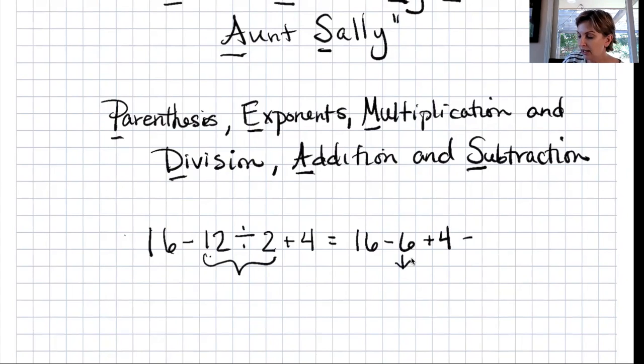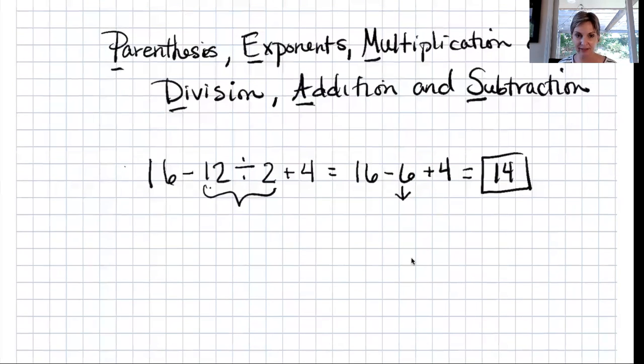Now all I have left is subtraction and addition. And like I mentioned before, addition and subtraction are equal in importance. So although addition comes before subtraction in PEMDAS, in this equation from left to right, subtraction comes first. So you're just going to do left to right. You're going to do 16 minus 6, which is 10. 10 plus 4 is 14. And that is your answer. Hopefully that's coming back to you really quick.